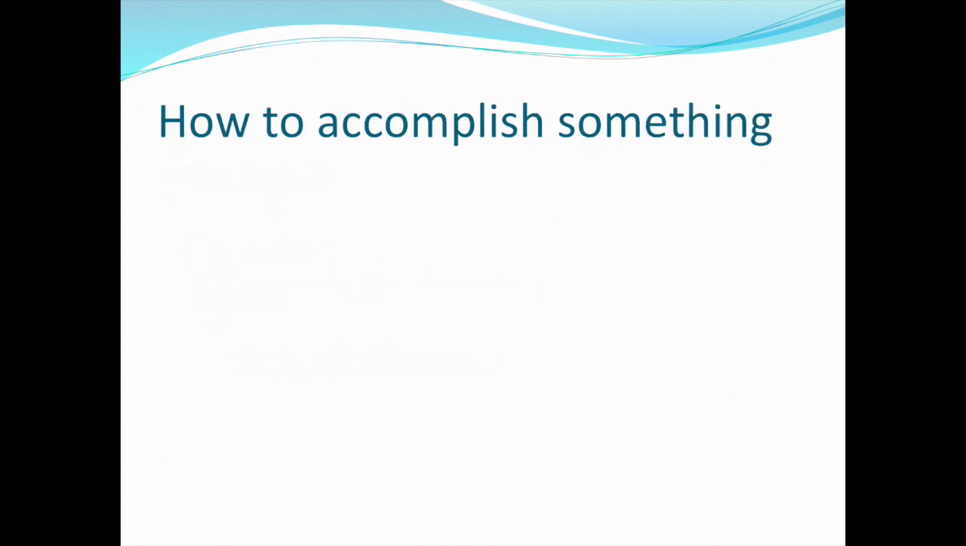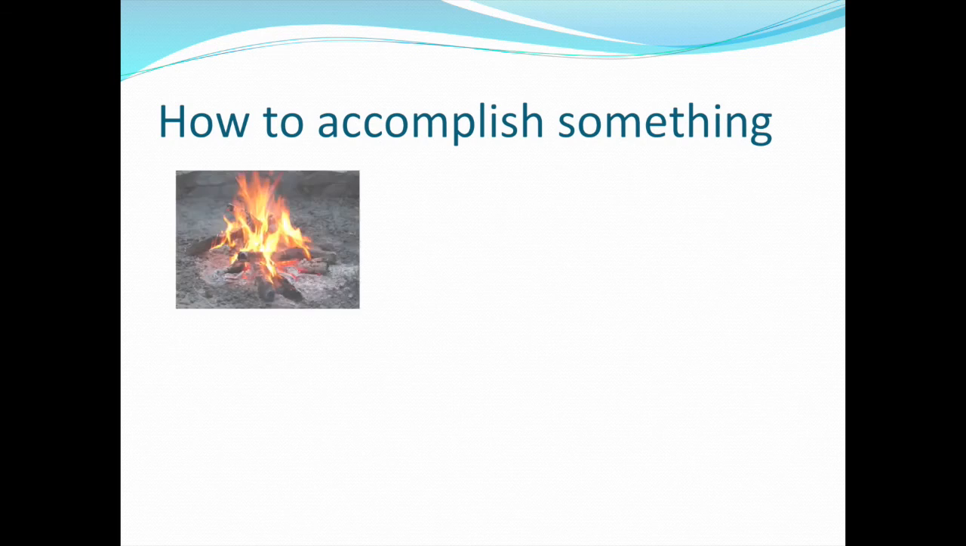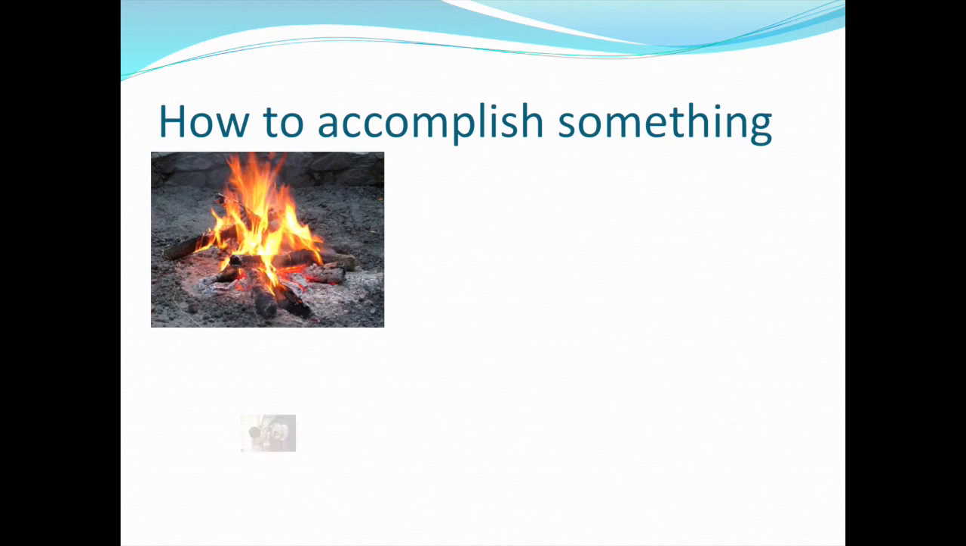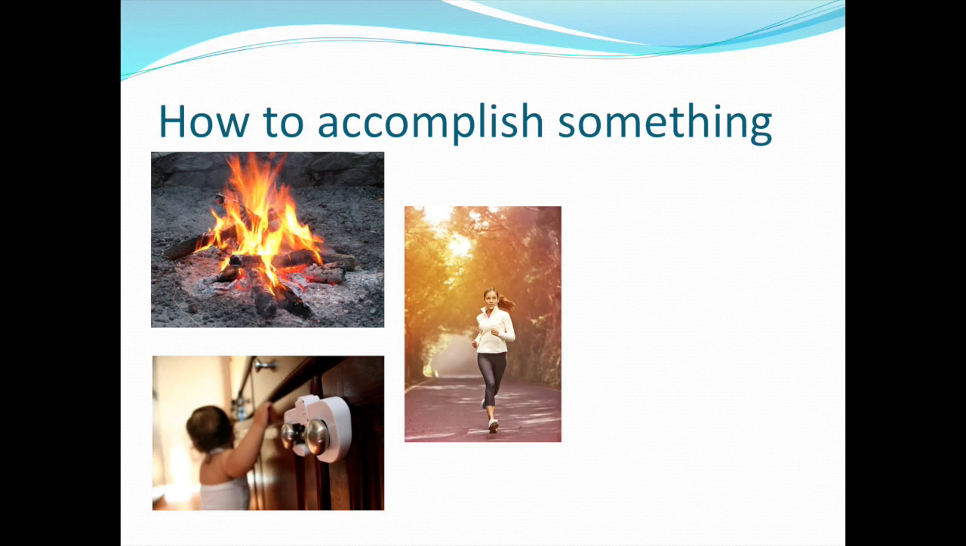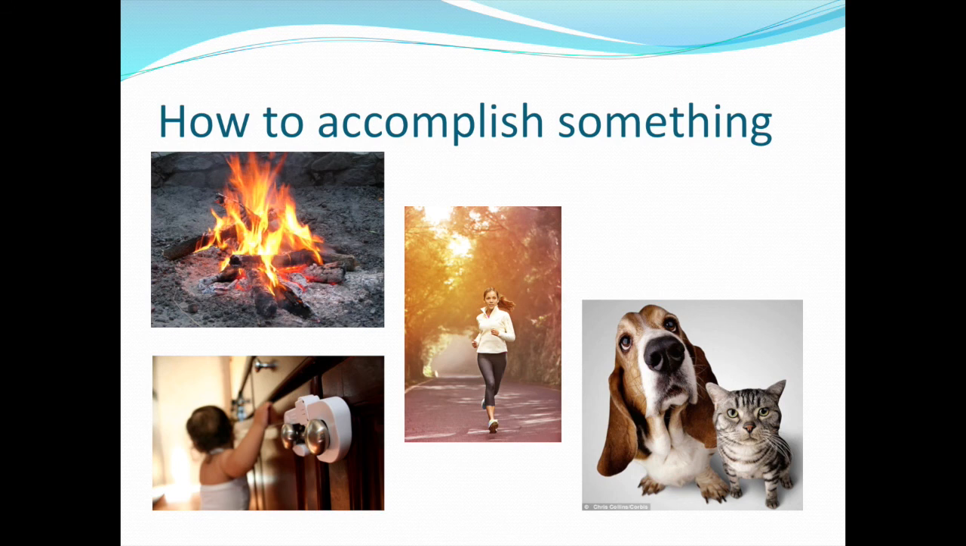Topics for how to accomplish something could include how to build a campfire, how to baby-proof a house, or how to become a better runner. All of these topics can include some kind of physical work. However, mental tasks, such as how to become a better friend, are also appropriate.